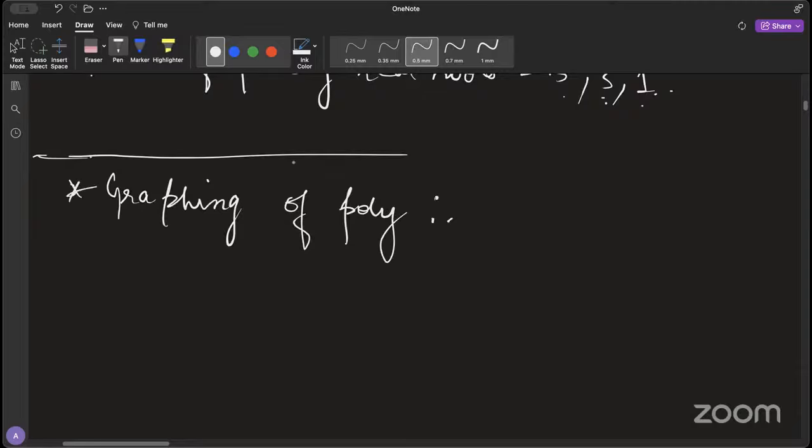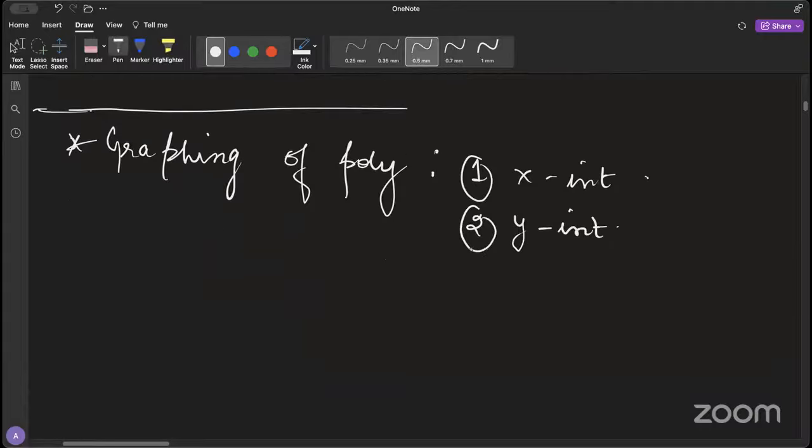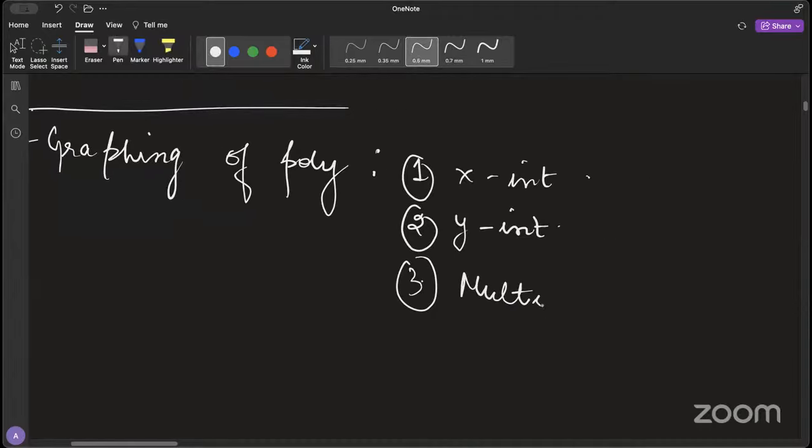So for this, the first thing is, let's say you have p(x). The first thing is about the x-intercepts. First, you can use x-intercepts. Second, you can use the y-intercept. You can only have one y-intercept; x-intercepts could be many. And third, the multiplicity of roots helps you. And I'll tell you how it helps you.